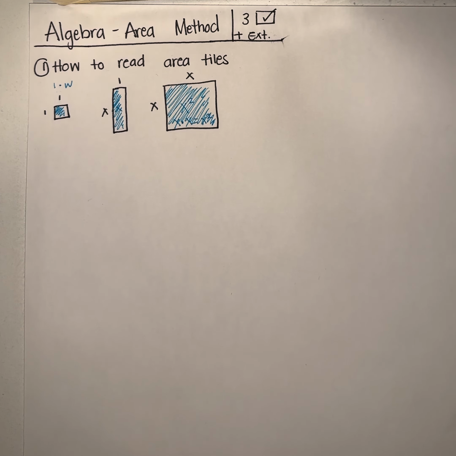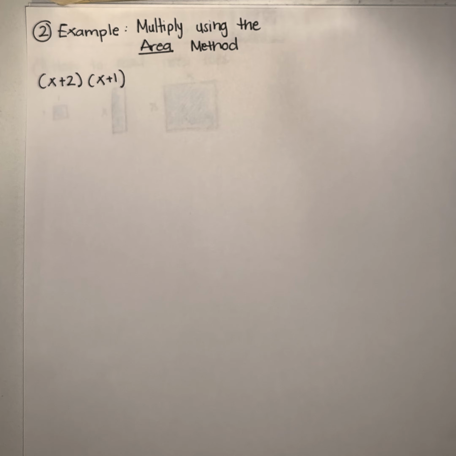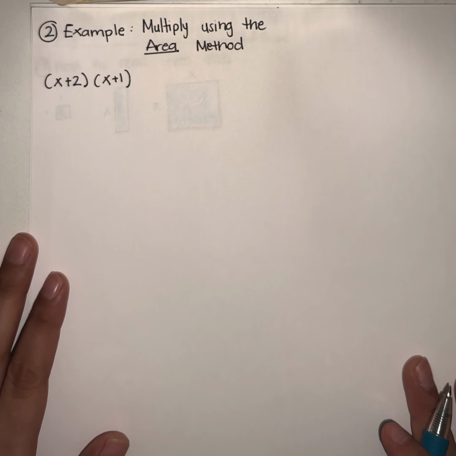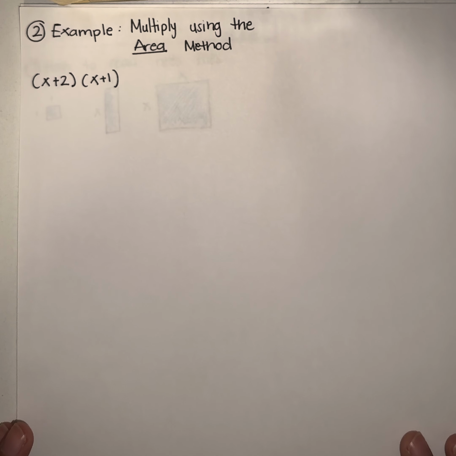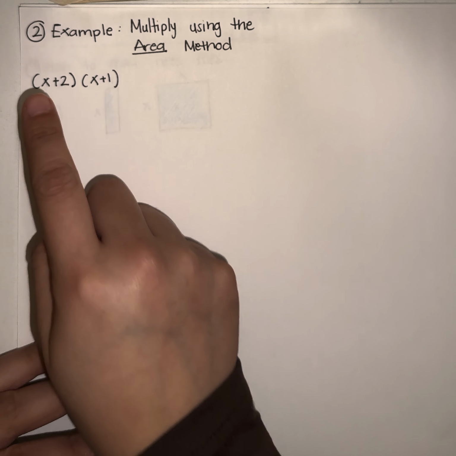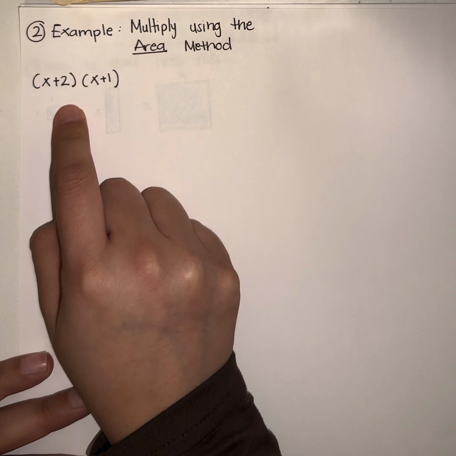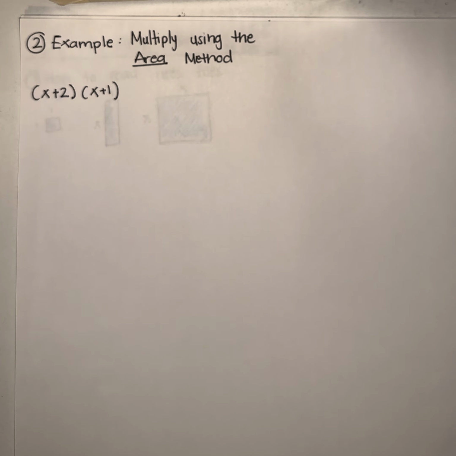Now, here is question 2. Question 2 says, multiply using the area method. I want you guys to use the area method with the algebra tiles. So we're going to do this one together. The first one is multiplying this binomial, x plus 2 times x plus 1. Now, how are we going to use this? How are we going to use our algebra tiles? Well, this is what we're going to do.